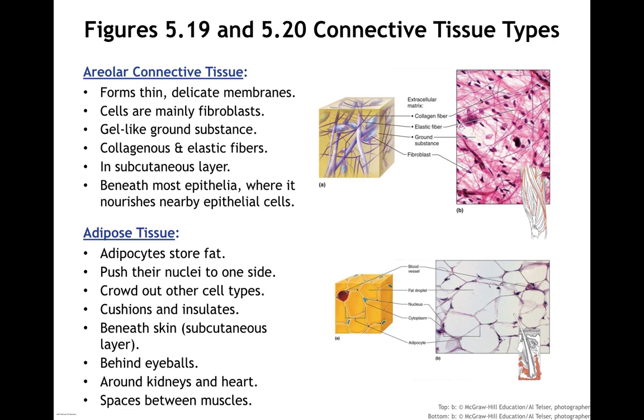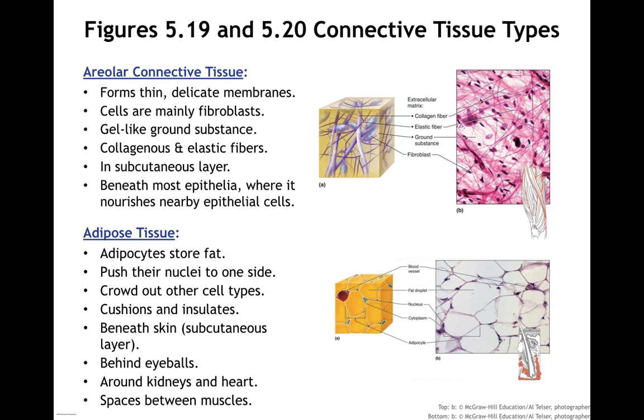The next is adipose tissue. Adipose tissue is also called fat tissue. The nuclei get pushed to one side, and most of the cytoplasm is filled with a big droplet of oil. That's very important as a cushion and insulation. We find it distributed beneath our skin in the subcutaneous layer. You also find it behind the eyeballs, and when we get to the endocrine system, we'll talk about a disorder that leads to changes in the appearance of eyeballs because of that fat layer.